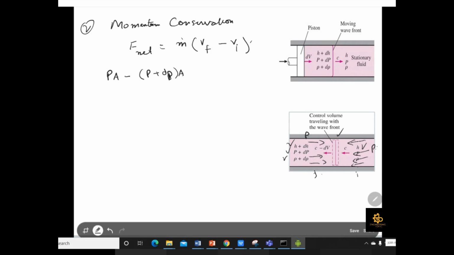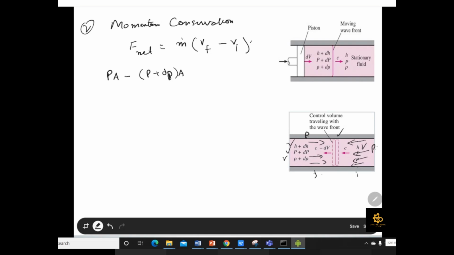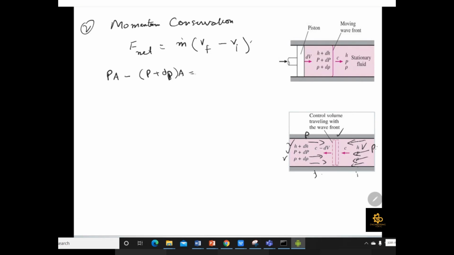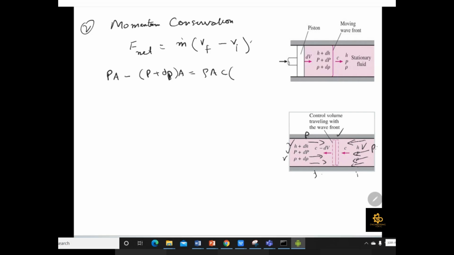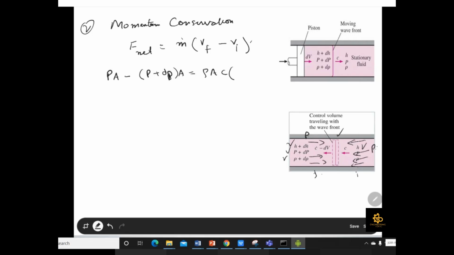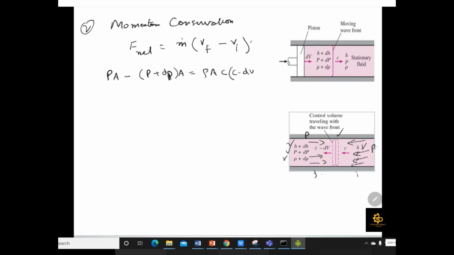Okay, so this is how you can calculate the F net on the control volume. m dot is basically rho A V. Here we are talking about the sound velocity, because we are dealing with the wave related to sound. That's why we write C rather than V. The final velocity after compression is C minus dV, and the initial velocity is C.